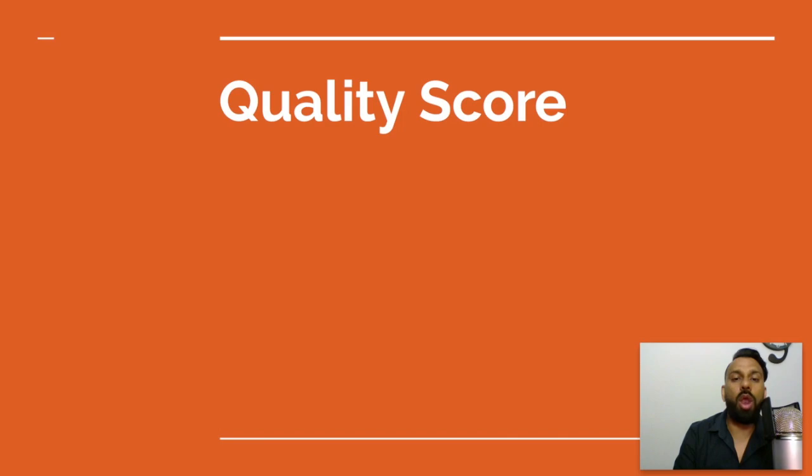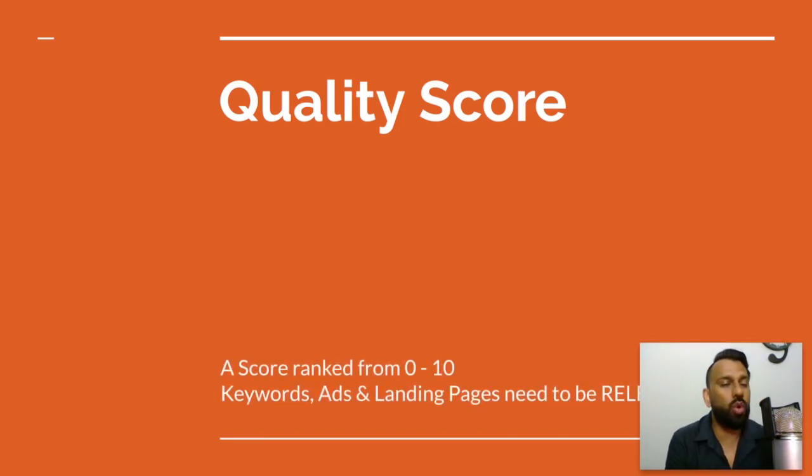All right, so your quality score is essentially a score ranked from 0 to 10. It's an internal score that Google uses, and there are a lot of factors that determine it: how fast your site loads, how well it's coded, expected click-through rate, meaning how often your ad gets clicked on, and things like that. But the meat of your quality score is that your keywords, your ads, and your landing pages all need to be related. That's very important.